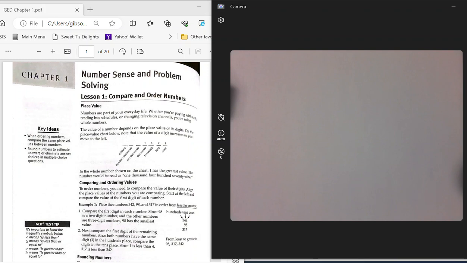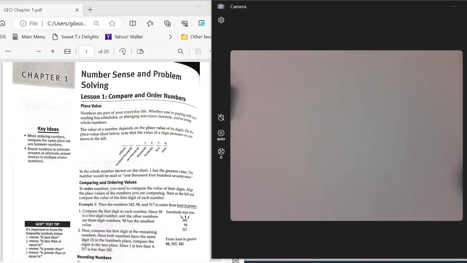We are starting in chapter 1 under number sense and problem solving. Now, I know that we all have different books, so like we did in class, we will go over what page numbers you will need to find the particular lessons on. The page numbers you may see here on screen may not match up with your book, but the concepts are the same. Now we start here with lesson 1, compare and order numbers.